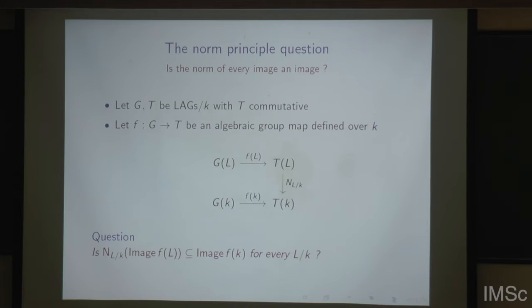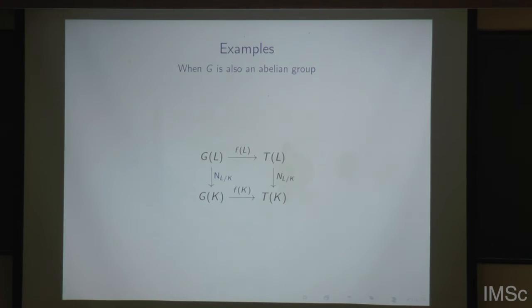Yeah, so again, this question has been studied independently apart from Serre's question. People already studied norm principle questions, and when do you know, for example, the answer? For example, if G is abelian, then you already have a norm map on this side, so of course the square will commute. So you know the norm principle when G is abelian.